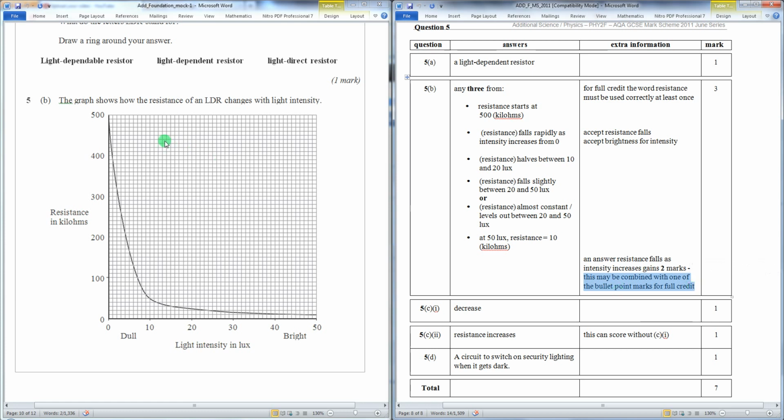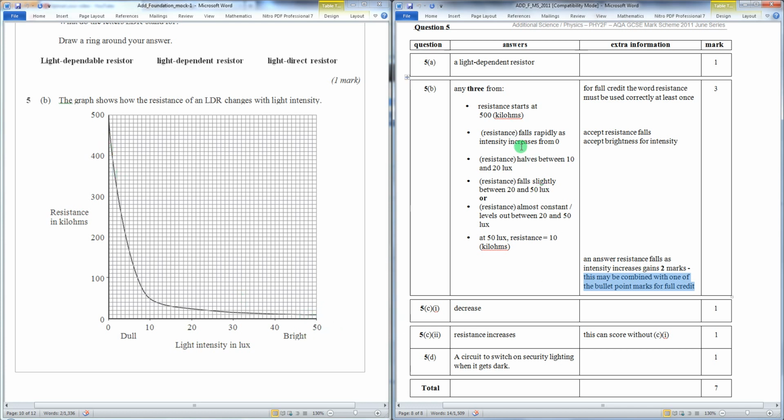The easiest ones here are to look at the start and the end of the graph. So at 0 light intensity, what's the resistance? And you can see here it starts at 500 kilo ohms. And at the end of the graph, where we have 50 lux, it has gone down to 10 kilo ohms. So there are very easy points that you can get there. Start and the end, just read the values off the graph.